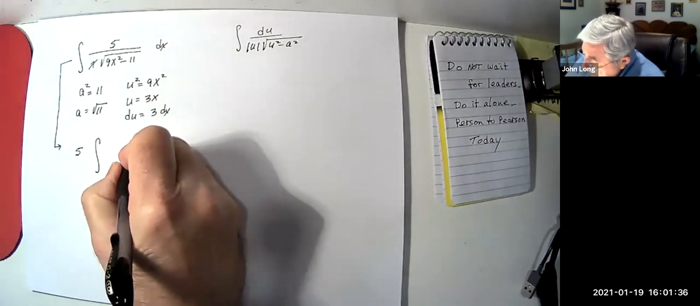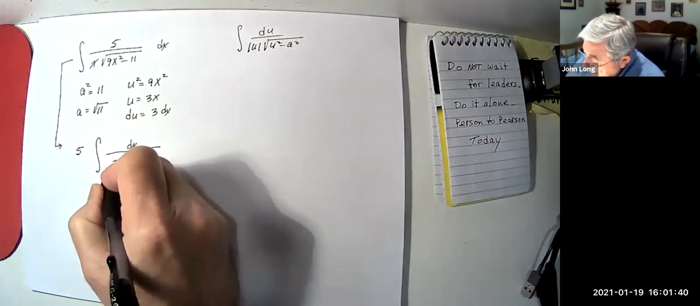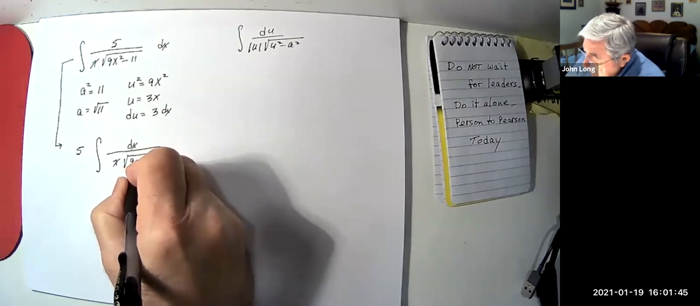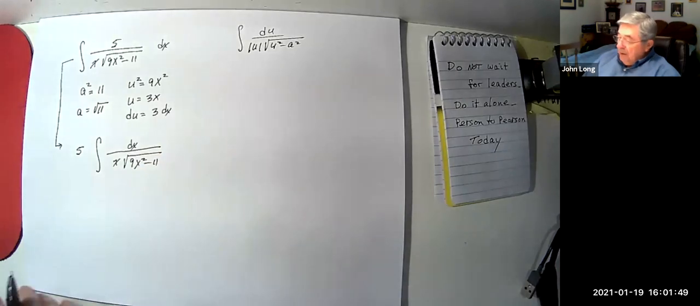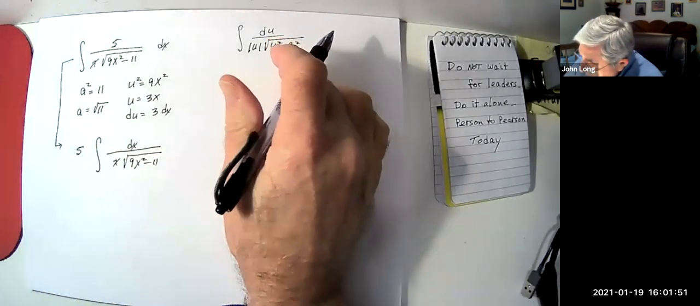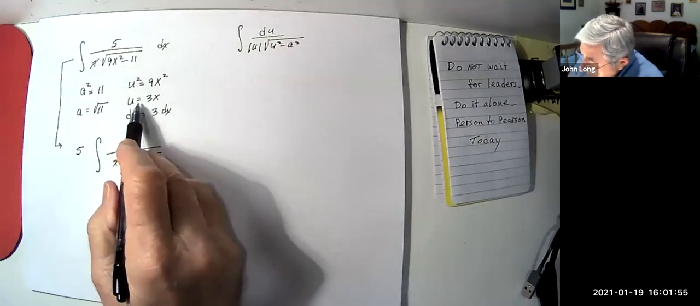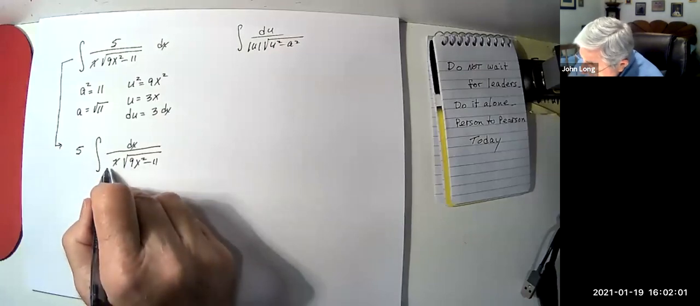And now we have our dx up here, and we have our x and our square root of 9x squared minus 11. So we need to make this thing fit the formula. And so what we need down here, since our u is 3x, and we need an absolute value of u out front, we need a 3 on that.